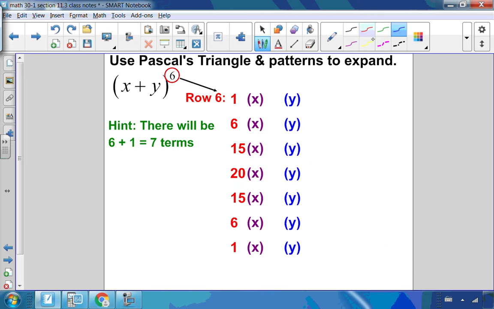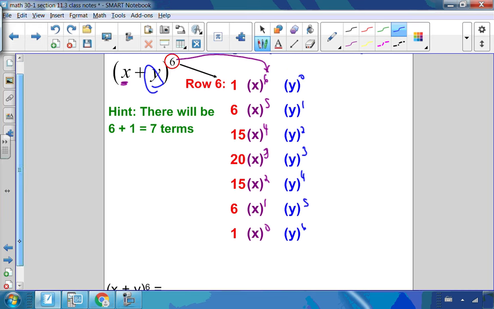Okay, then let's talk about our patterns of x, x being the first one here. Remember, the pattern was we start at 6 and we decrease by 1 until I reach 0, which I do here. Okay, the patterns for my second term, y, I start at 0 and I increase by 1 until I reach my exponent, which was 6. Okay, so I always like to write it out vertically to help me expand it.